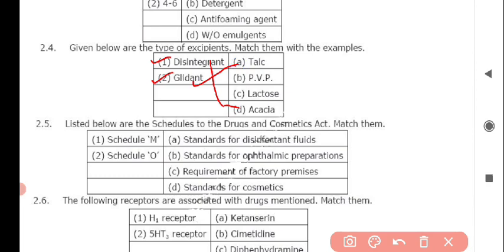Next question, listed below are the schedules of the Drug and Cosmetic Act, match them. For the first option, that is Schedule M, the correct answer is option C, that is the requirement of factory premises. And for the next question, that is Schedule O, the correct answer is option A, that is standards for disinfectant fluids.